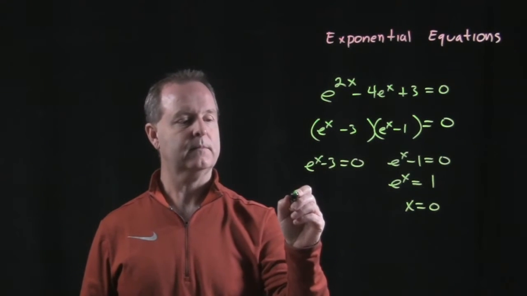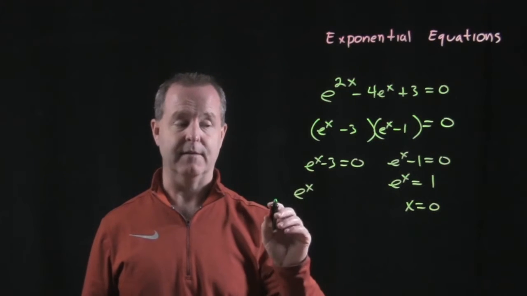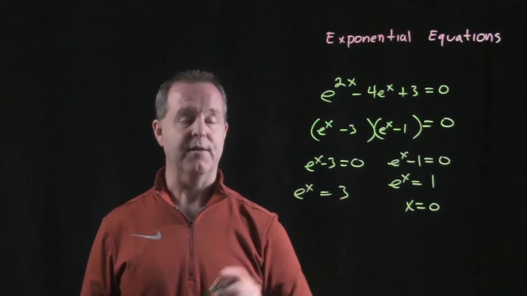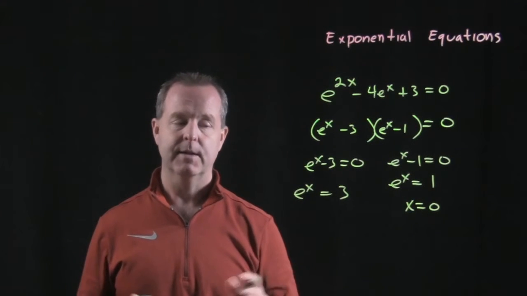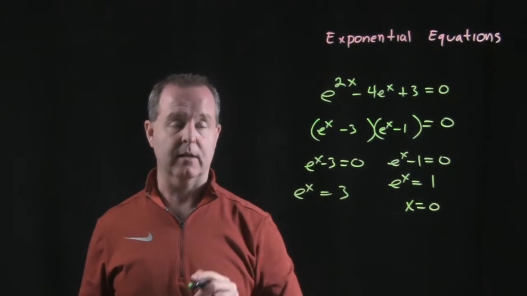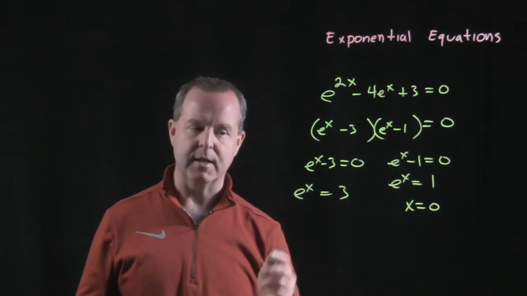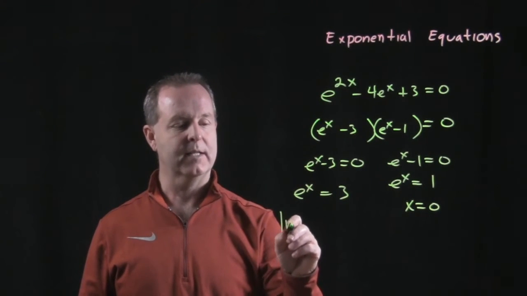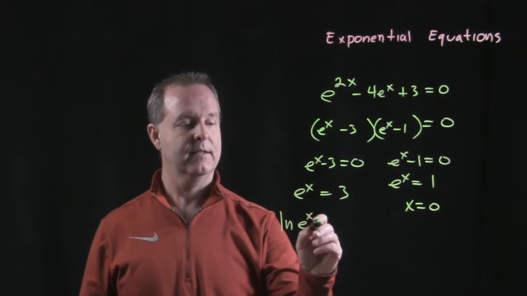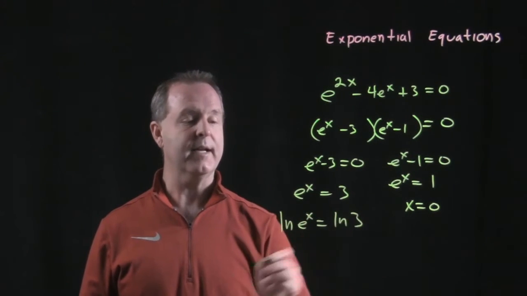This one, e to the x minus 3 equals 0, let's isolate the variable term by adding 3 to both sides. How do we solve this? They don't have the same base. So what we're going to do is take the log of both sides. We're going to choose a natural log because e is already in that format. So I'll take the log of e to the x equals the natural log of 3.